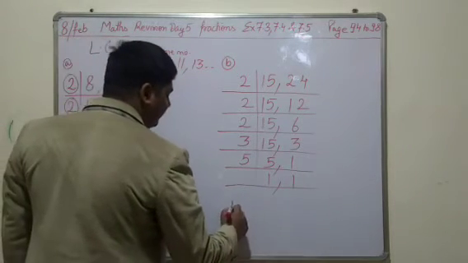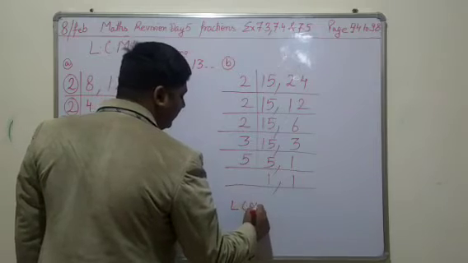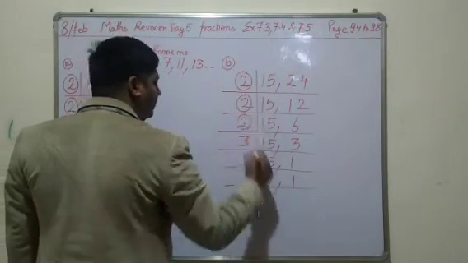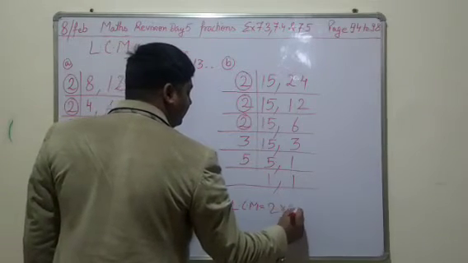Now our LCM will be 2 multiplied by 2 multiplied by 2.